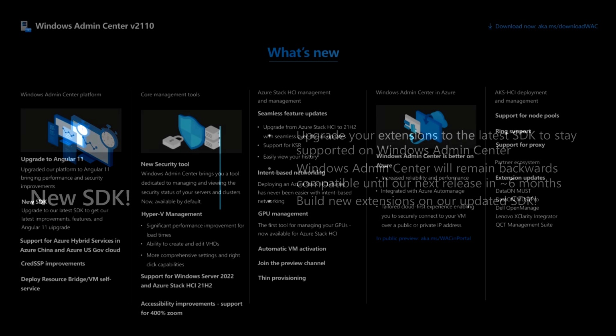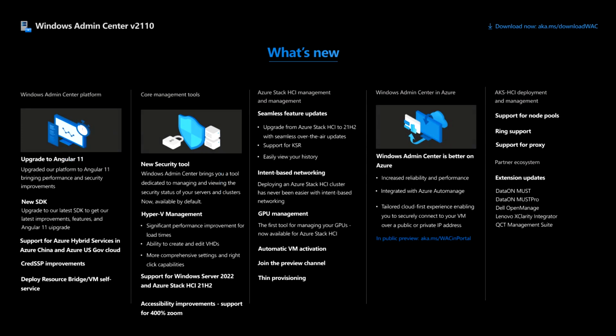Well, that was a lot of information, and I've covered everything, at least that I could cover in this time period, for everything that's new in version 2110. Please download our latest version at aka.ms/downloadwac, or if you've already installed it, you can navigate to settings to automatically update now. And as you can see, the Windows Admin Center team has really been hard at work bringing you new experiences to make on-premises and cloud server management easier.